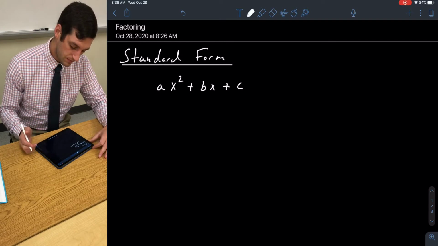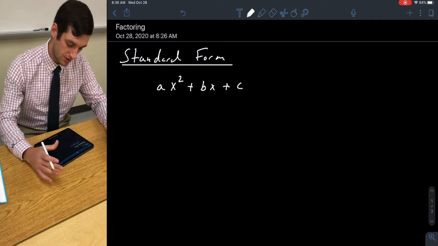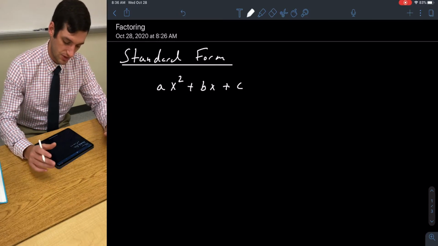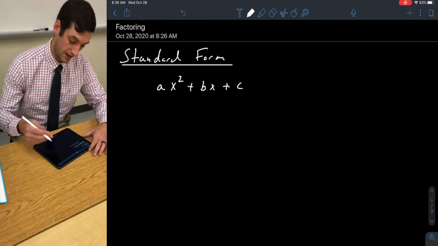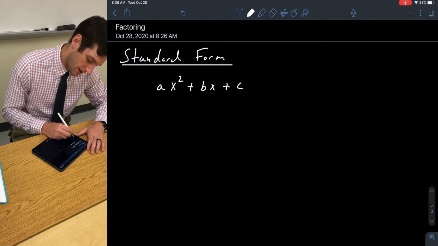So with that being said, we're going to start jumping into factoring. As long as you understand right now that standard form is ax squared plus bx plus c. All right, so first let's start out with what is a factor.